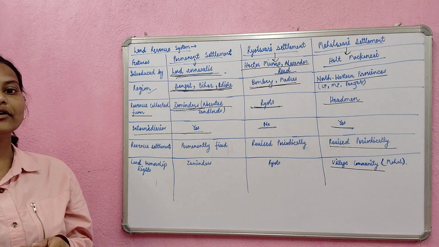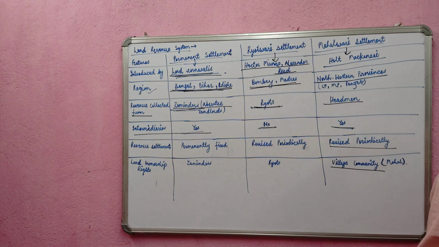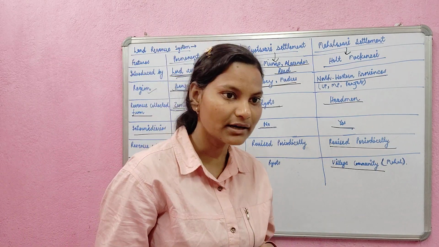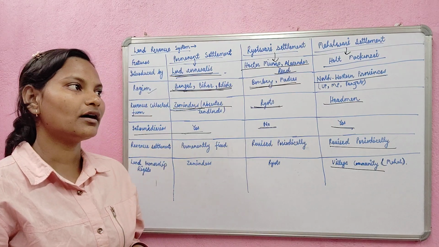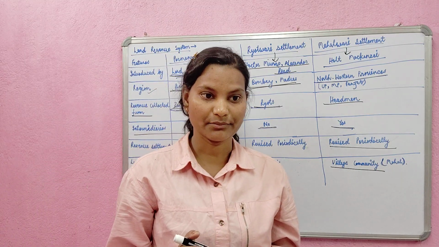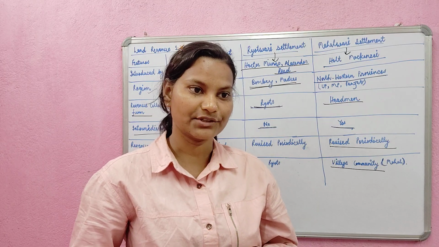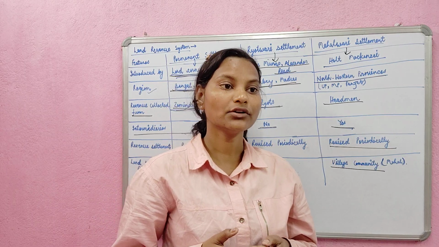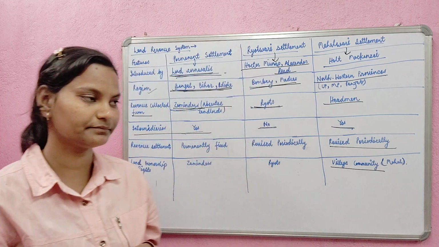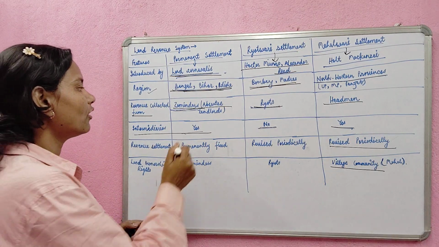Why were they called absentee landlords? Because Zamindars were not listening to the problems of the farmers. They were not concerned about the problems of the farmers or about agricultural development. Rather, they used to settle in Bengal and live a lavish life. They only wanted maximum taxes. So they were called absentee landlords.